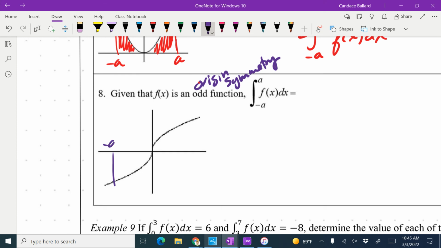So if this is negative a and this is a, think about this. This area and this area look the same, except one's positive, one's negative. They would cancel each other out, so it equals 0. So if you have the same number but opposite signs, the answer is always going to be 0. And you do not have to do any work. You just write a 0. Okay?